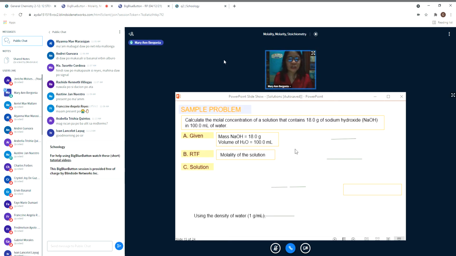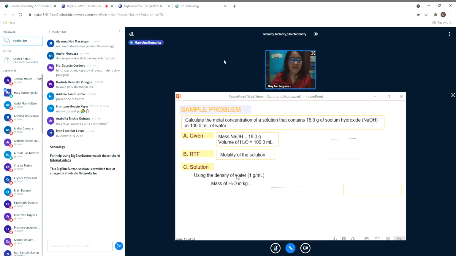So, for our solution, tignan natin mabuti. Sabi natin, molality is equal to the mole over the mass of your solvent. Pero sa problem natin, ang binigay sa atin ay volume ni solvent, hindi mass. So, using the density of water, which is constant with 1 gram per ml. So, 1 gram per ml, dyan tayo magde-derive ng value.